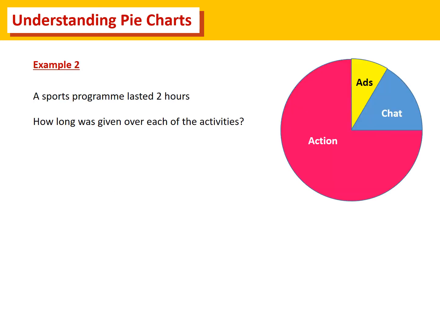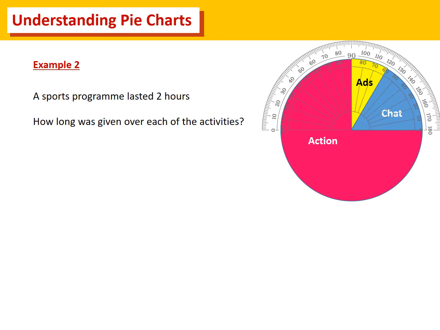Now, here in example 2, we don't actually have any sizes of the slices. Therefore, we need a protractor to measure the angle for each of the sectors. A sector is a slice of a circle. So if we have a look at where I've placed the protractor, we can see that chat represents 60 degrees of the circle, and then ads 30 degrees, and then the rest of it, which would be 270 degrees, is action.